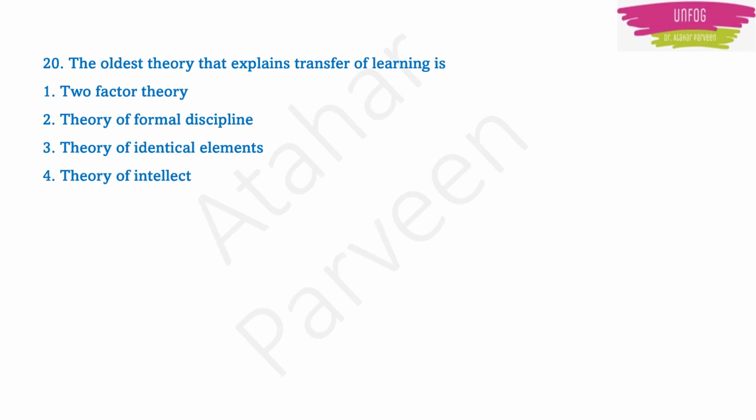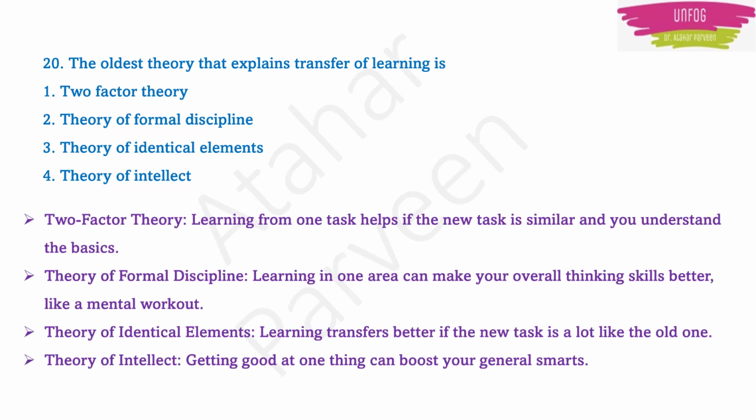So let us understand what these 4 theories tell. Basically, they tell about learning only. So 2-factor theory means learning from one task helps if the new task is similar and you understand the basics of that task. Then theory of formal discipline means learning in one area can make you think in all ways and make your skills better. Like mental workout is the best example. Correct? Next, theory of identical elements.